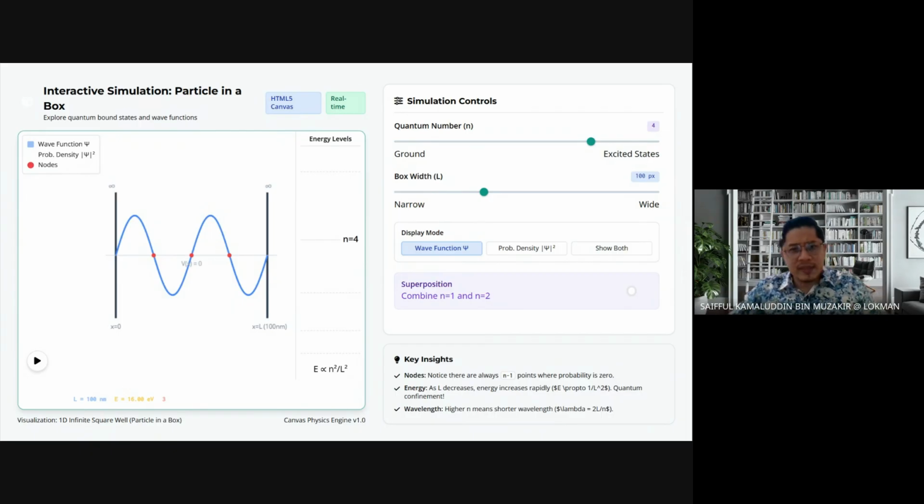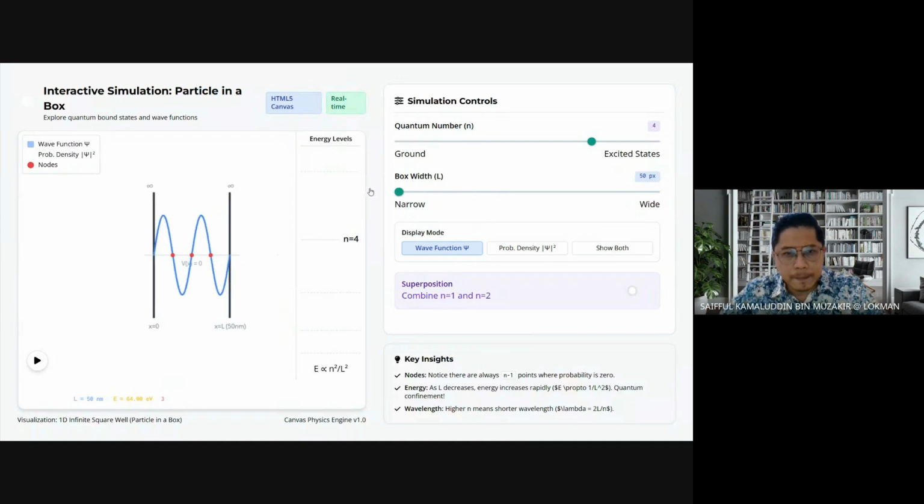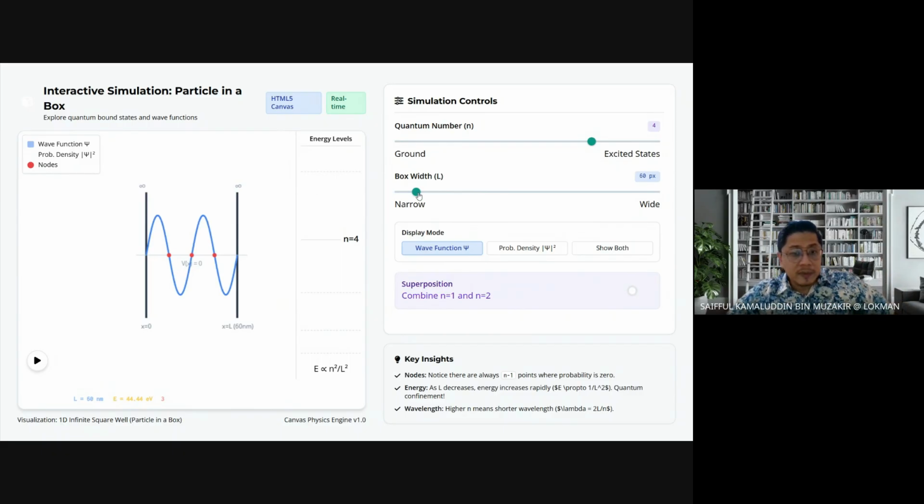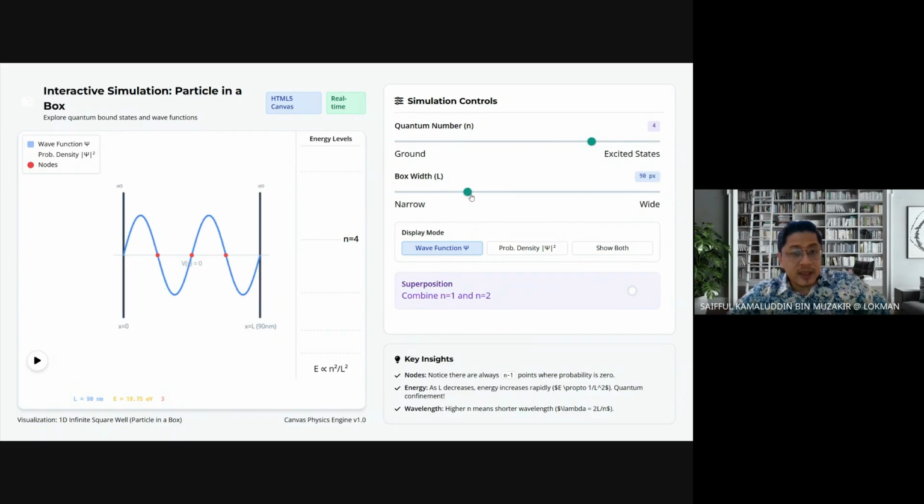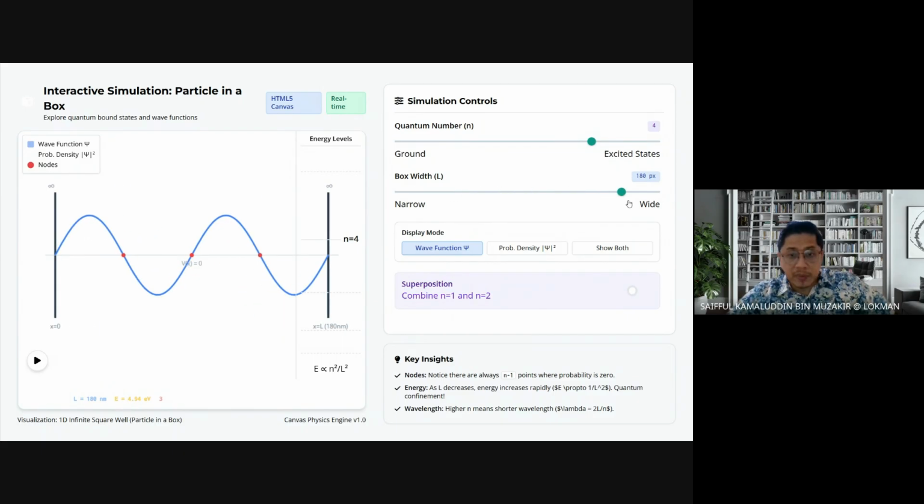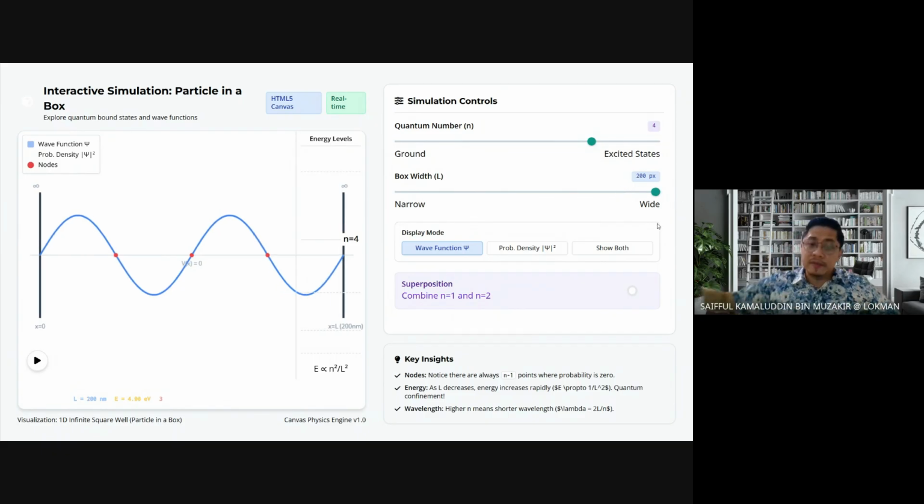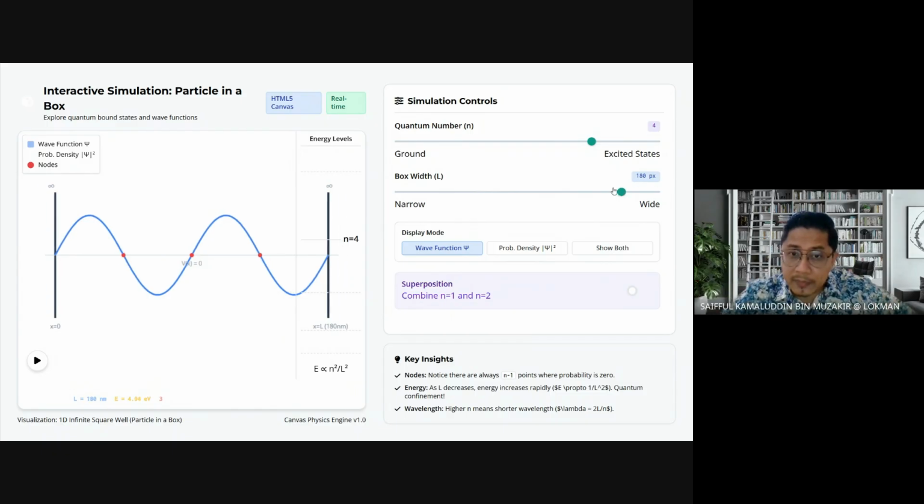Okay, the box width. You can play around with the box width over here. Let's say the box width now is from x equals to 0 to x equals to 50 nanometers. If we increase the box width to 60, 70, 80, 90, could be up to a few thousand nanometers, what will happen with that?